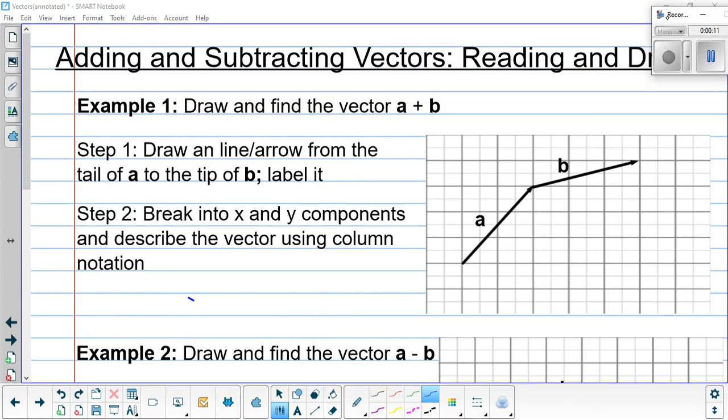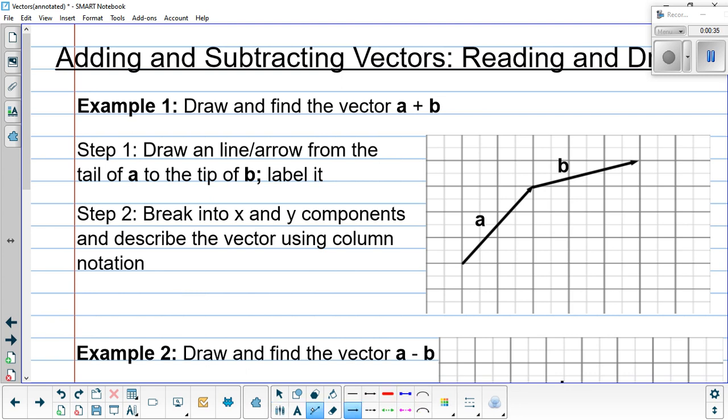So notice we do not have any numbers in our first example. So what exactly do we do in situations like this? Because you have to still represent it. So we want to draw a line or arrow, I should have said a line slash arrow, from the tail of A to the tip of B and label it. Okay, so this is this tip to tail method that I was talking about, adding tip to tail.